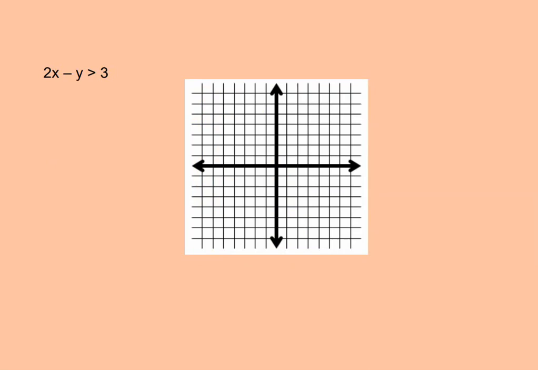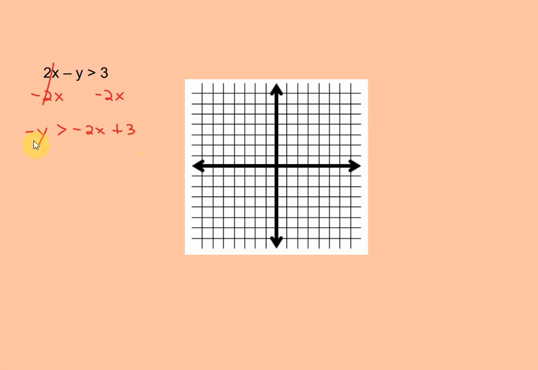Okay, here we have an inequality that is not in slope-intercept form. So let's get it into slope-intercept form first. Remember, the y needs to be by itself. So I'm going to subtract the 2x from both sides of the inequality. That gives me a negative y is greater than negative 2x plus 3.